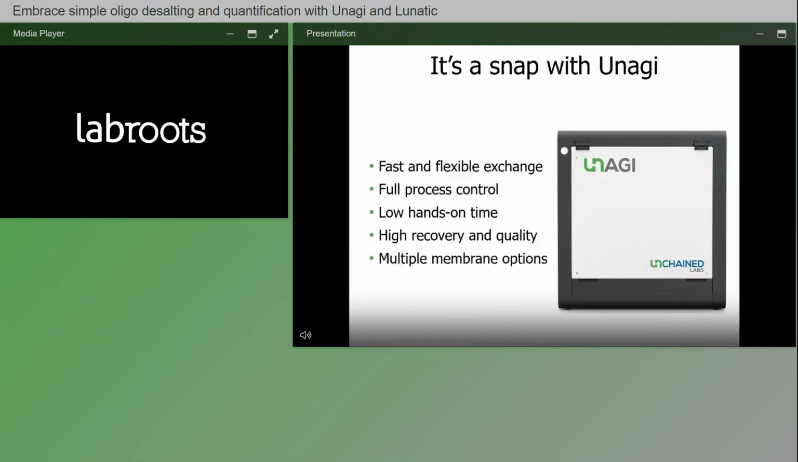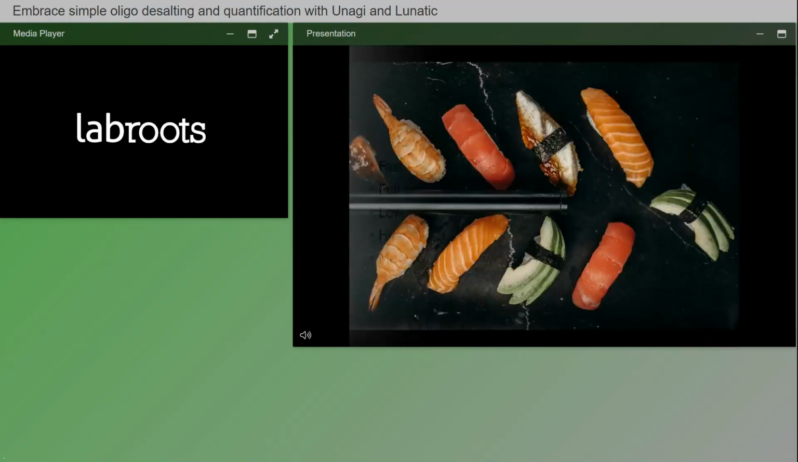All of that shows us that Unagi enables us to do fast and flexible buffer exchange or desalting with nucleic acids, gives us a lot of control over that process in a way that allows us to set up the sample and then have low hands-on time after that and go be productive in lab. It gives us results with high recovery on our samples and high quality at the end of it, and also has multiple membrane options to be sure that we're picking the right one for the task that we have in mind. And at the end of the day, you can get to the Unagi that you really want, which is a nice, beautiful, cleaned up sample.